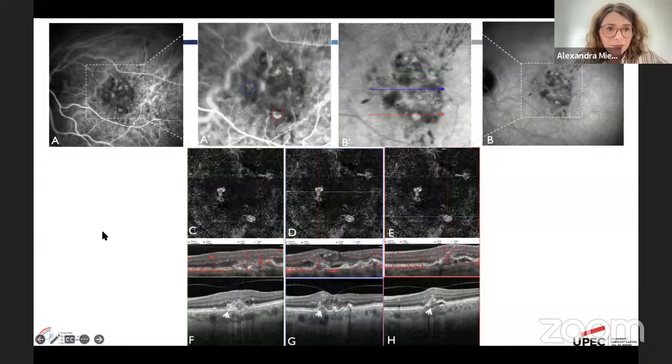This is another example. So early frame of ICGA, late frame of ICGA, you can very nicely see that in the late frames there are multiple hotspots. And when performing OCT angiography, there are 1, 2, 3 lesions in this patient, and there is corresponding flow on the B scan within this intraretinal complex corresponding to multiple type 3 lesions. In all cases, as you can see here, there is sub-RPE hyperreflectivity corresponding to regressive calcific drusen.